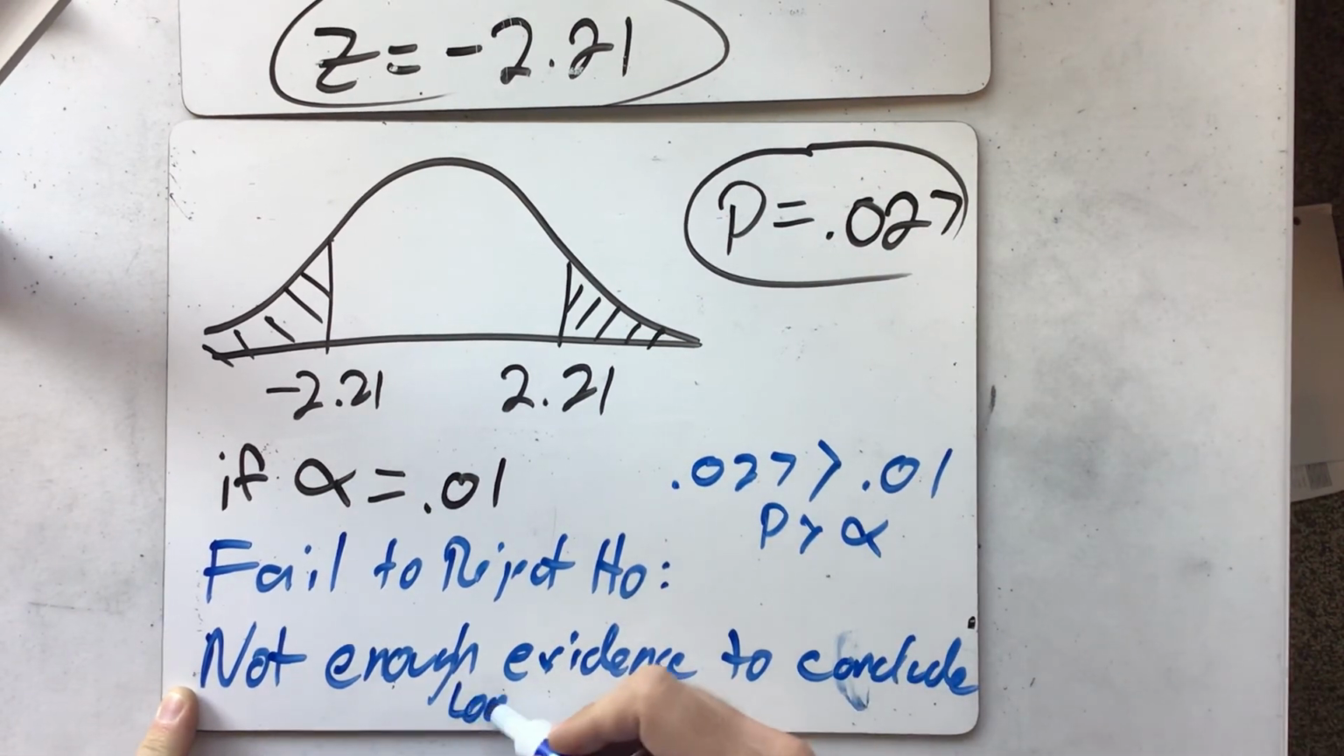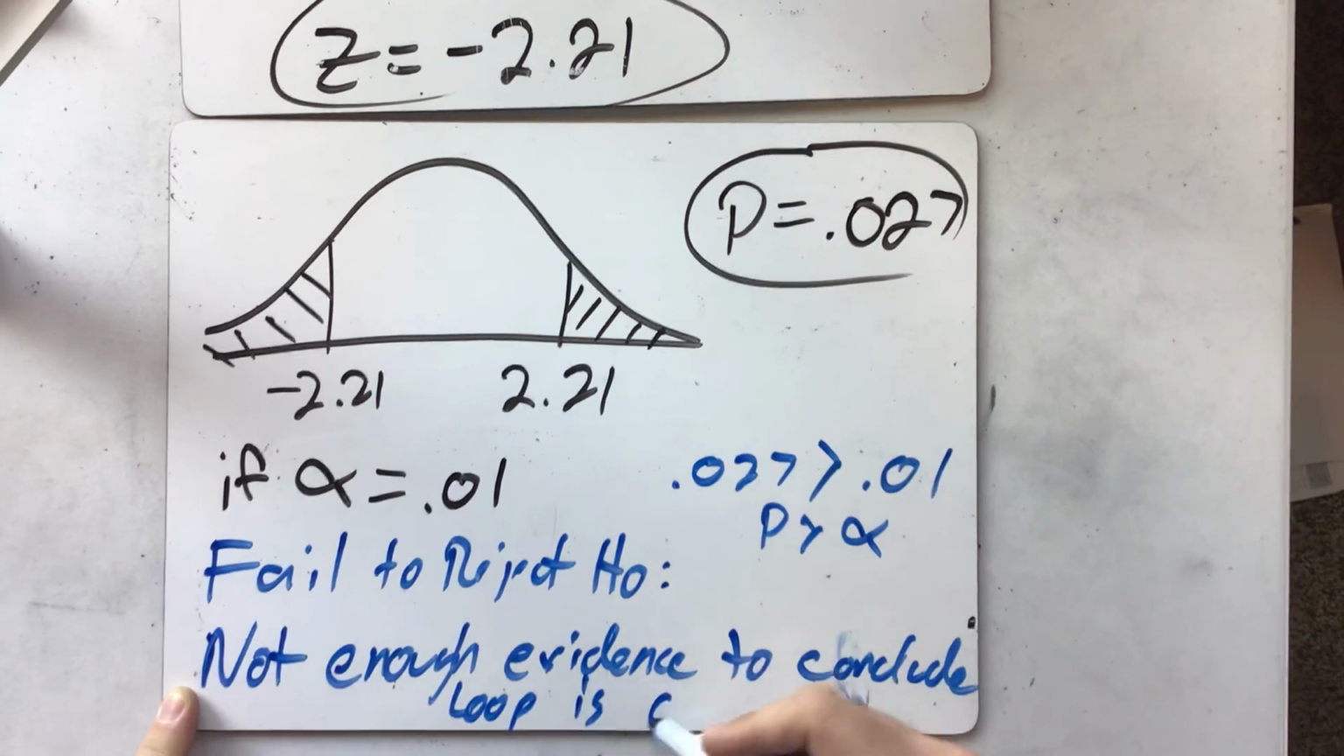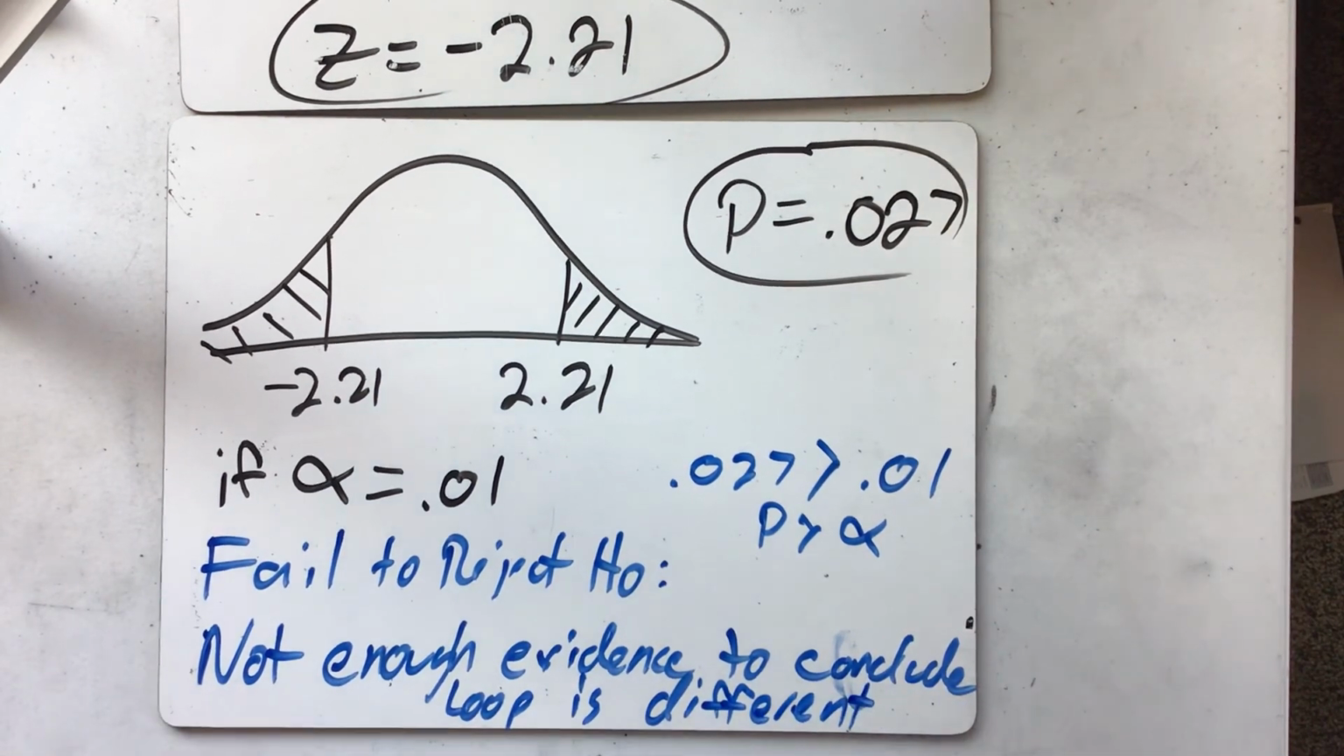the loop is different. Okay, I'm shortening my words because I'm running out of whiteboard space. But what you can see here is that you have one of two possibilities. Either it's smaller, and if it's smaller, then you can say, our cars on our loop are different. We're able to reject our null hypothesis, and we're able to make a conclusion. If it's bigger, we don't make a conclusion. Instead, we say we don't have evidence to make a conclusion, and that's all we come to.